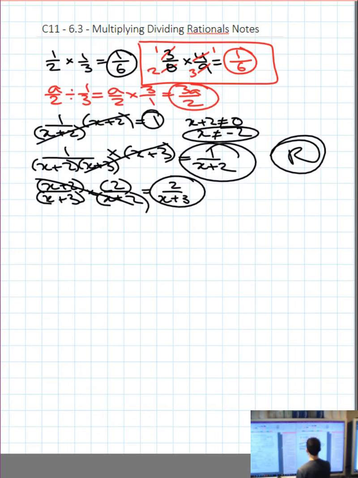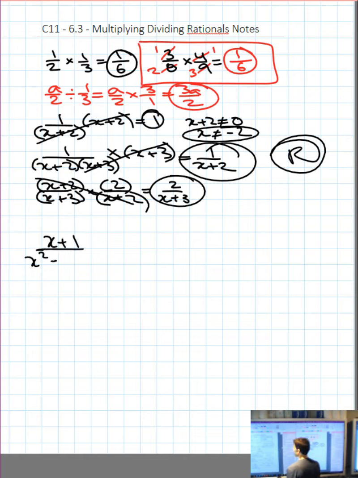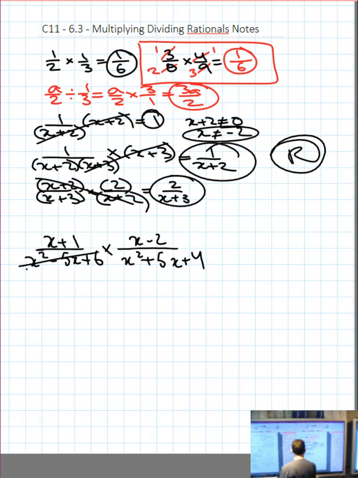Okay, shrink that up a bit. So we're still multiplying and dividing, so let's take x plus 1 over x squared minus 5x plus 6 times x minus 2 over x squared plus 5x plus 4. Now, I'm going to factor these things right where they are. Two numbers that multiply to get 6 and add to get negative 5 are x minus 3 and x minus 2. I'm going to factor this one. Two numbers that multiply to get 4 and add to get 5 are x plus 4 and x plus 1.